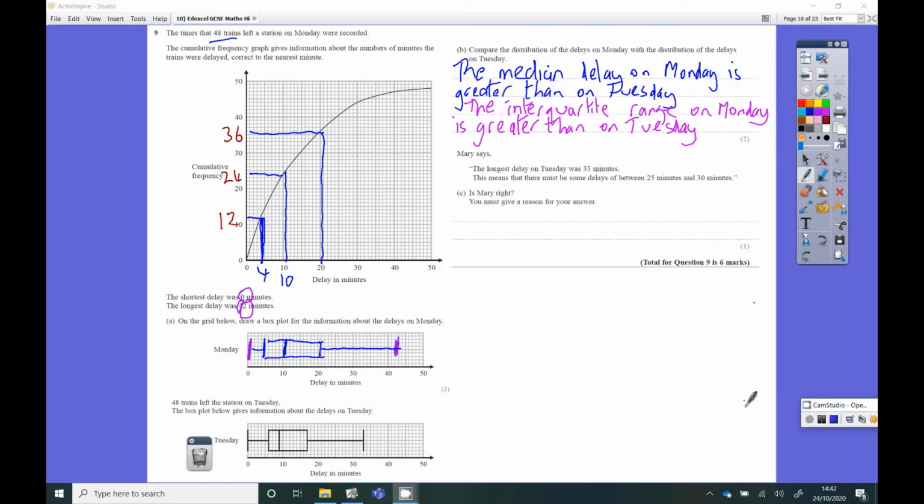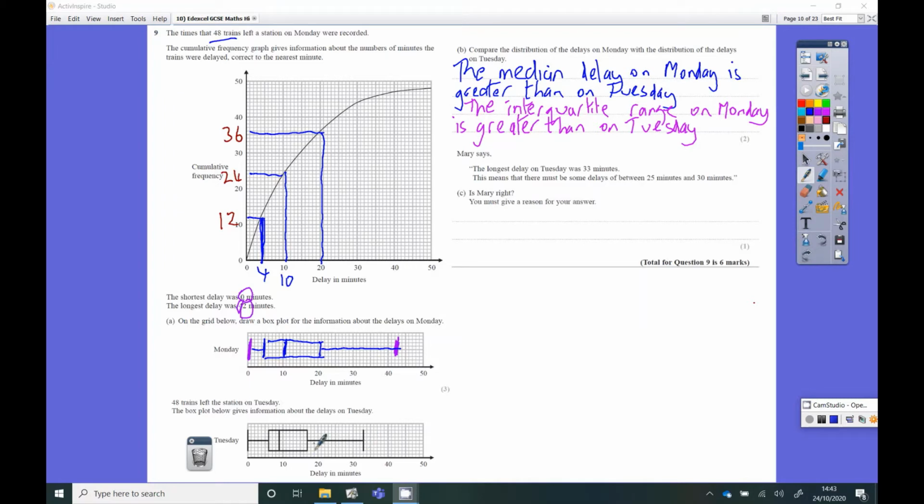Now for part C, Mary says the longest delay on Tuesday was 33 minutes. Well, that's true. This means that there must be some delays of between 25 and 30 minutes. Is Mary right? Well, not necessarily. We just don't know, do we? We know that the longest delay was 33.